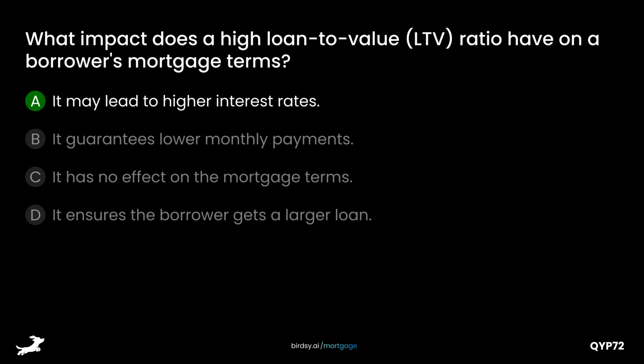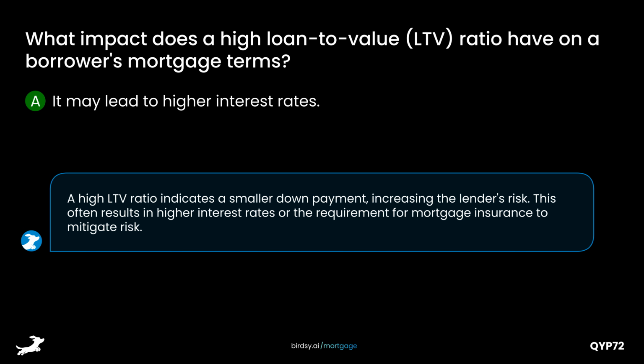The answer is A, it may lead to higher interest rates. A high LTV ratio indicates a smaller down payment, increasing the lender's risk. This often results in higher interest rates or the requirement for mortgage insurance to mitigate risk.